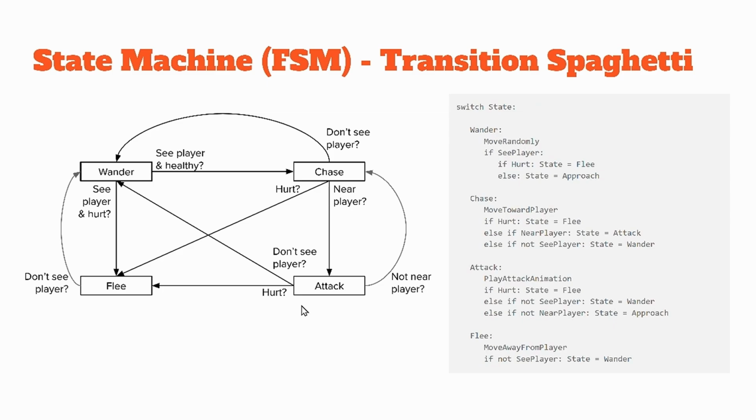And here's an example of transition spaghetti if we just added one extra state called flee. So we have this state where if the agent is in the chase state and they get hurt, they switch to the flee state. But if they're attacking and they get hurt, they switch to the flee state. So we just doubled the amount of arrows.